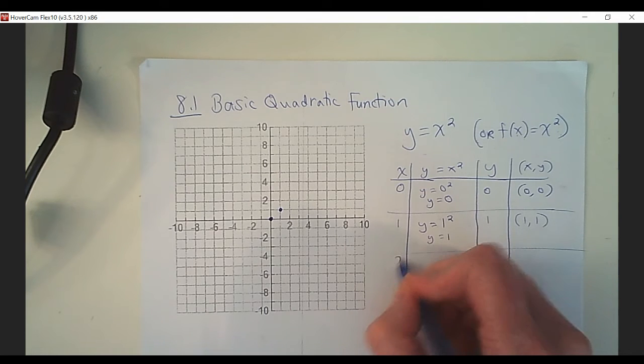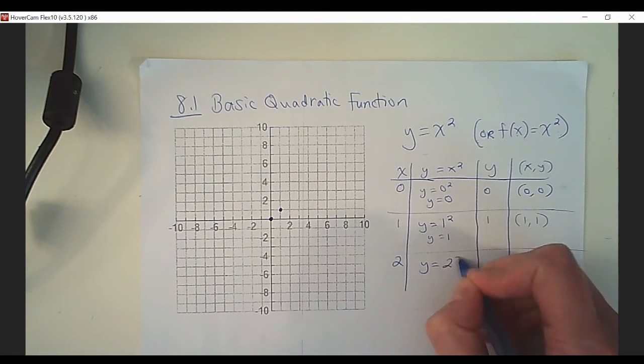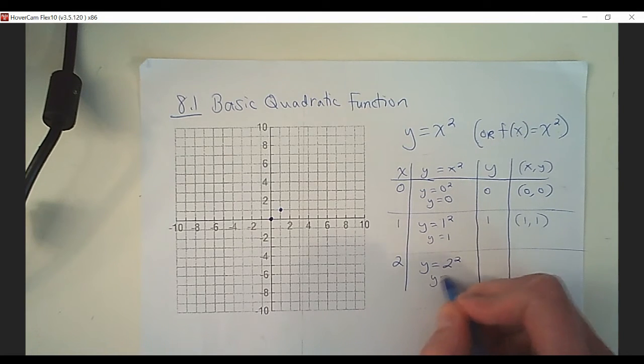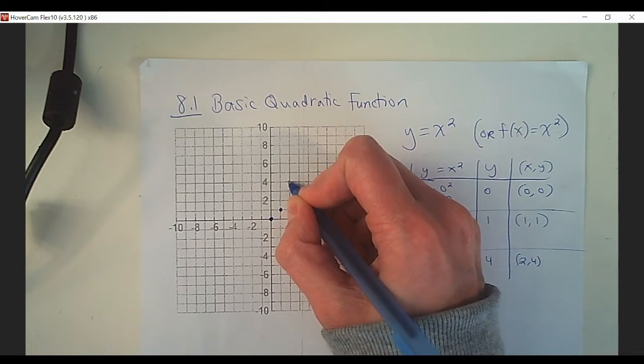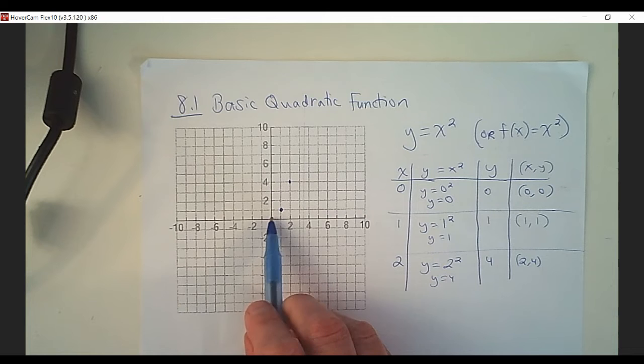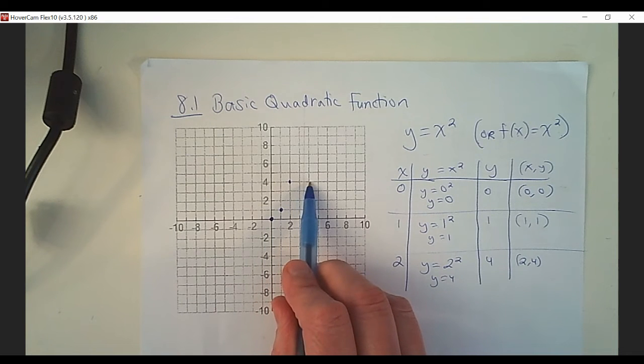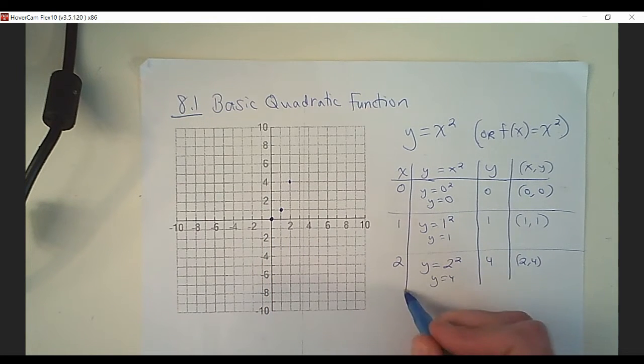Let's see what happens when we plug in 2. When we plug in 2, 2 times 2 is going to be 4. So this is different than the absolute value graph, because for the V-shaped graph, it went 1, 1, 2, 2, 3, 3, 4, 4, and so on. So this is already differing from that graph.